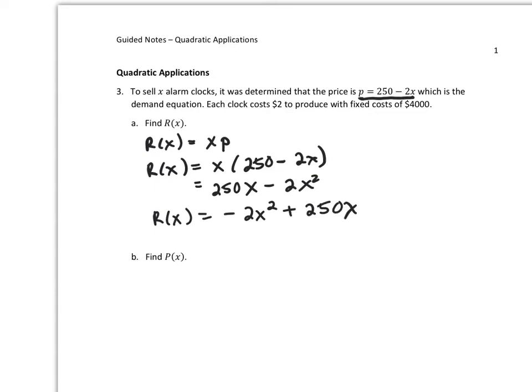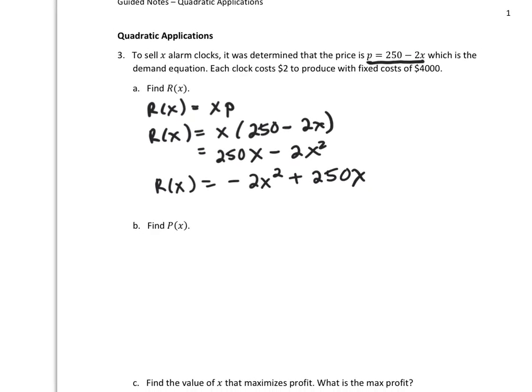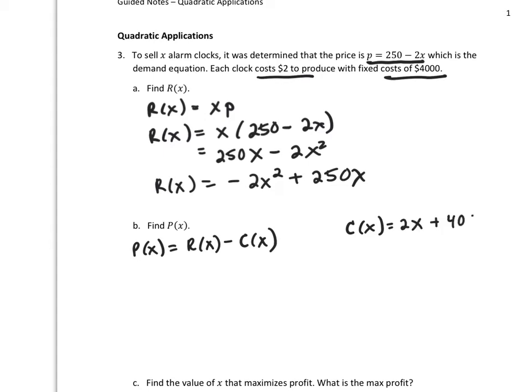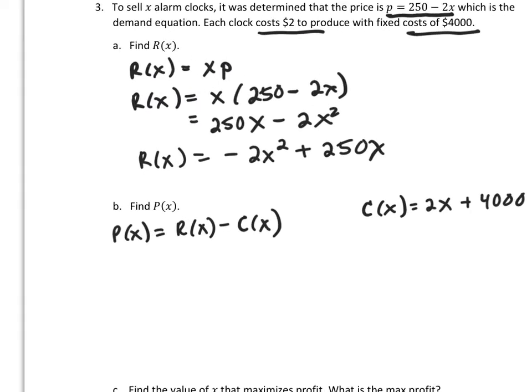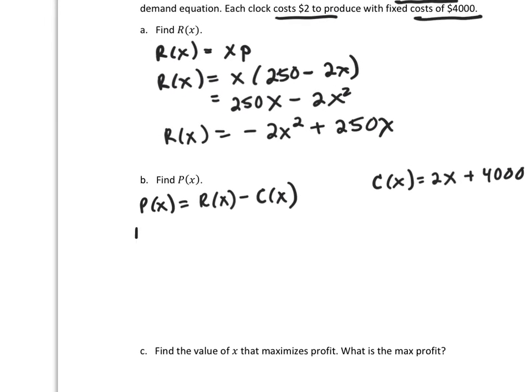Now it says find p of x. Well, p of x is revenue minus cost. And cost, I have fixed cost of 4,000 and a variable cost of 2. So my c of x is 2x plus fixed, which is 4,000. So I can find my profit now.